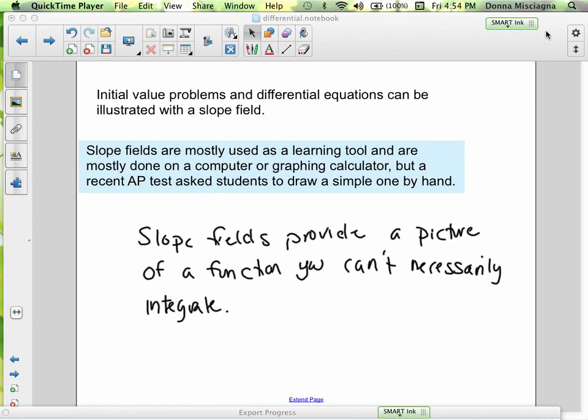Sorry it took me a little second there to get started. I didn't realize that I was waiting for the record button to come on. It had already come on.